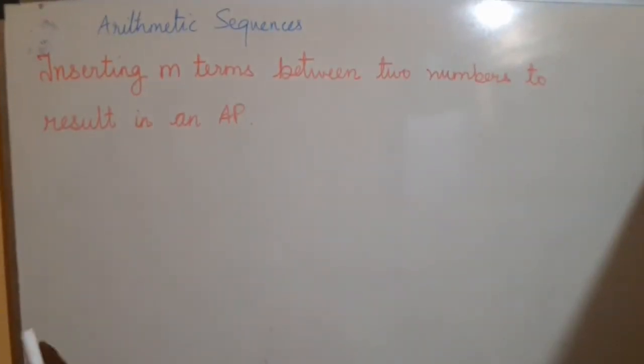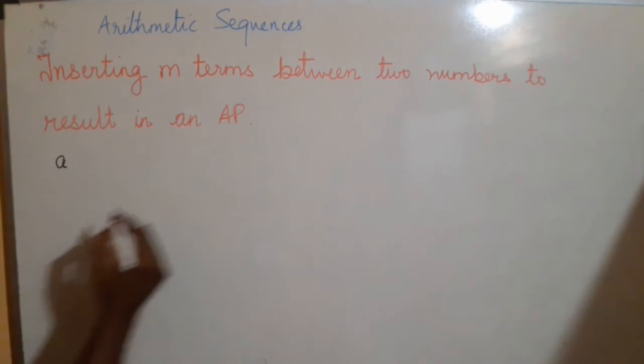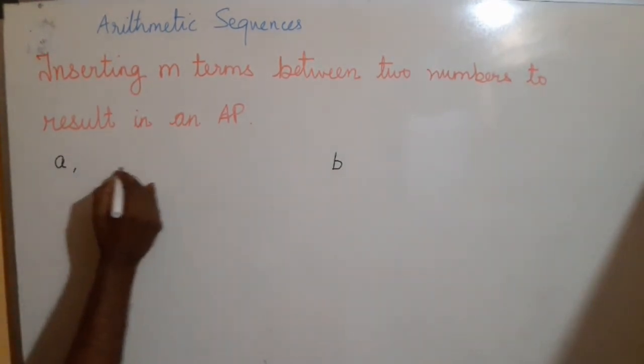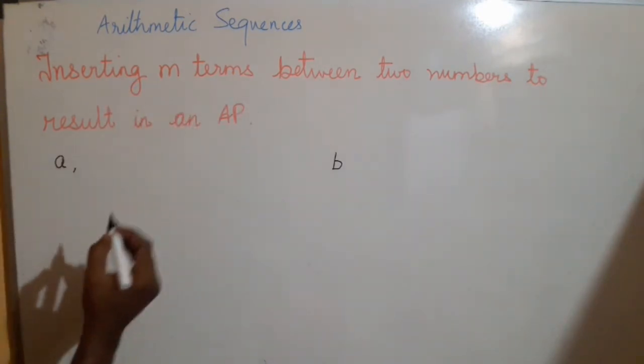Friends, here I've got a slight variation in the sequence. We have to find a common difference. But what is this sum saying? Inserting m terms between two numbers to result in an AP. So what are we actually doing? Suppose I have got a number, say a, and a number, say b. I want to insert some terms between a and b, but it should result in an AP.